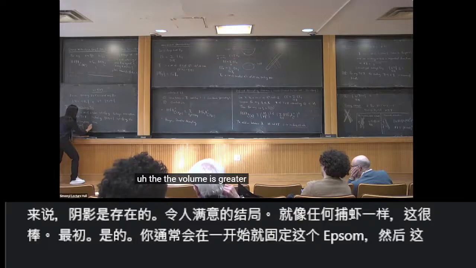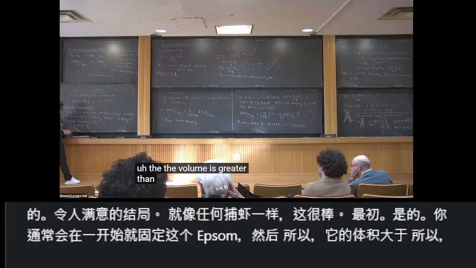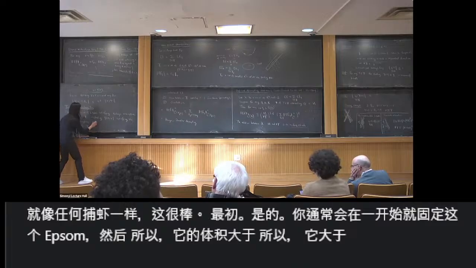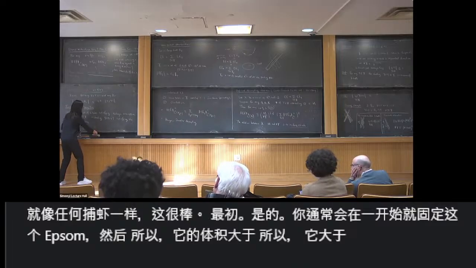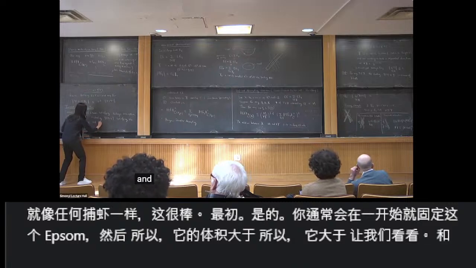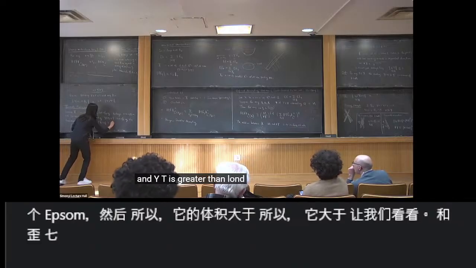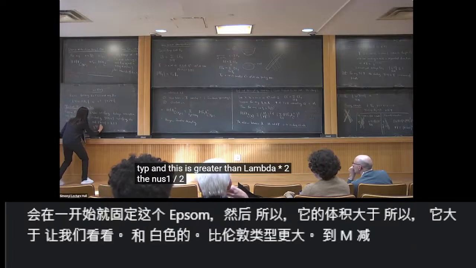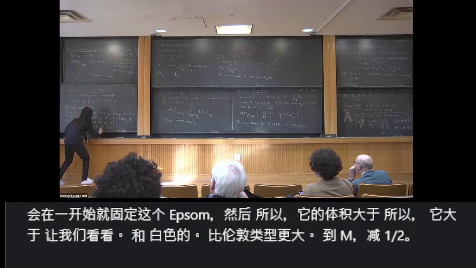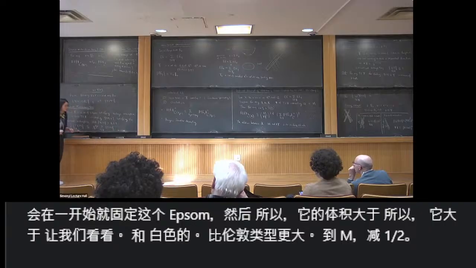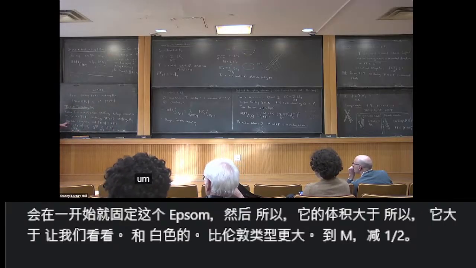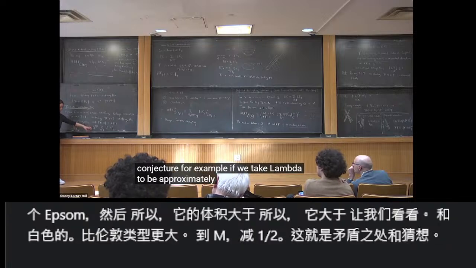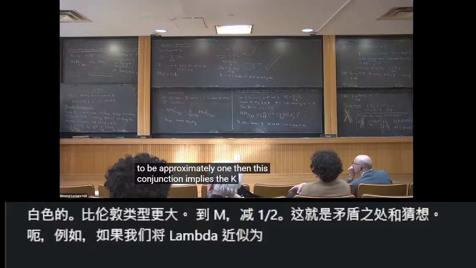the volume is greater than, let's say, Y_T is greater than lambda times the volume of T. And this is greater than lambda times 2 to the n minus 1 over 2. So that's the conjecture. And if we take lambda to be approximately 1, then this conjecture implies the KKR conjecture.